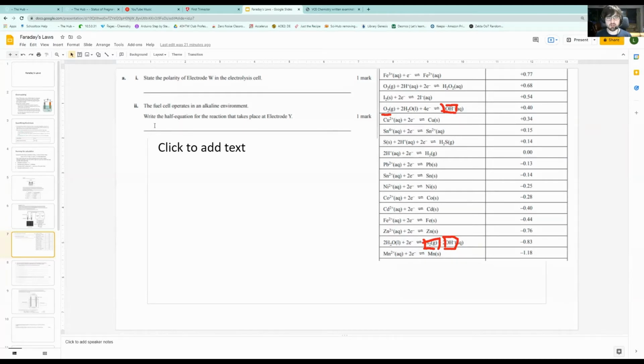I have added this on. You have to actually look that up in the electrochemical series in the data book. So I'd write this, and I'd put states in there, but I'm being kind of lazy at the moment. There you go. So there's our half equation there.